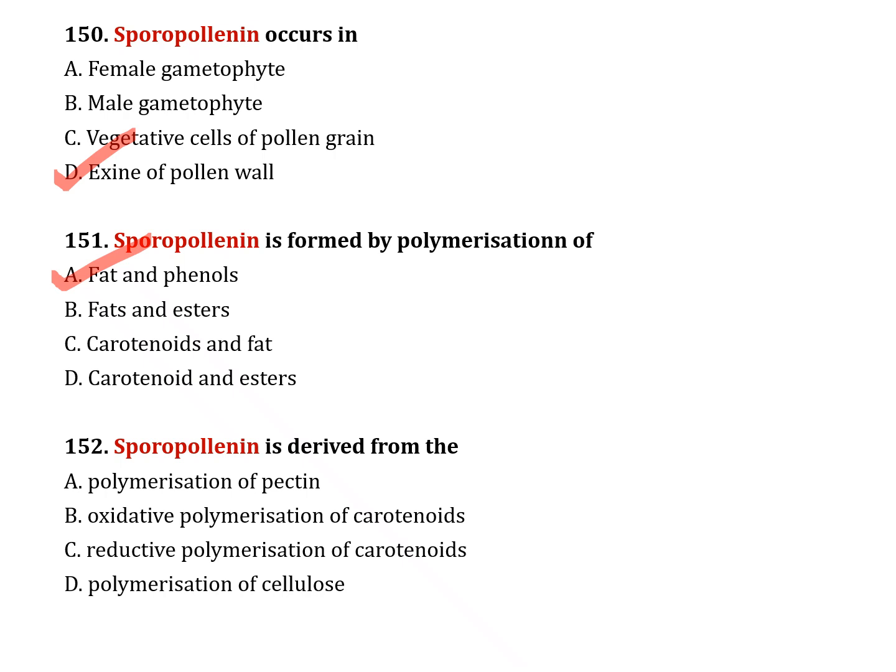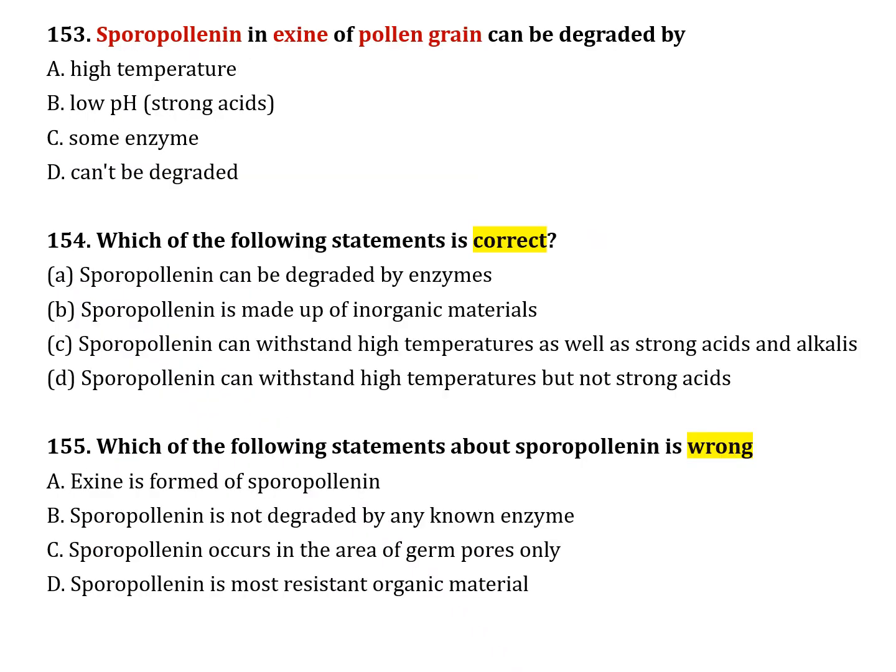The next question, number 152. Sporopollenin is derived from option A, polymerization of pectin. Option B, oxidative polymerization of carotenoid. Option C, reductive polymerization of carotenoid. Option D, polymerization of cellulose. Correct answer is option B, oxidative polymerization of carotenoids.